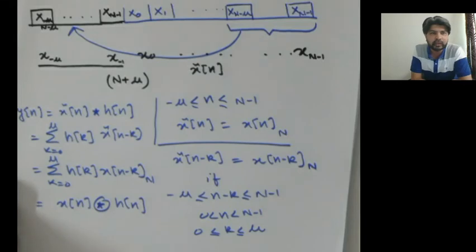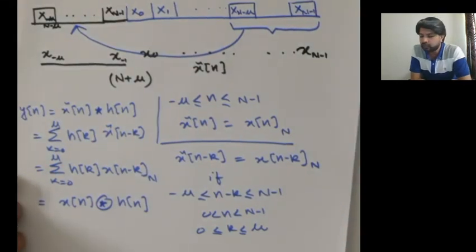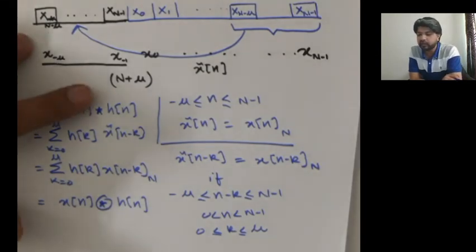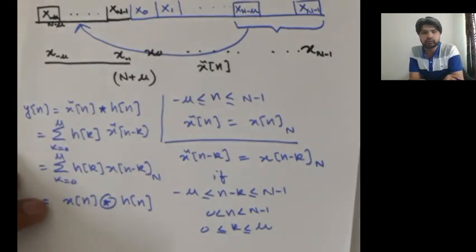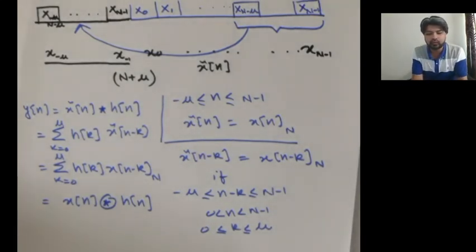So with the help of this cyclic prefix, what we have done is we have converted this linear convolution of x tilde of n and h of n into a circular convolution of x of n and h of n. So that is the key advantage of the cyclic prefix that has been used.